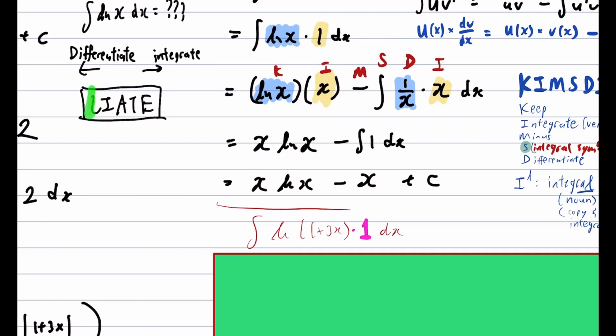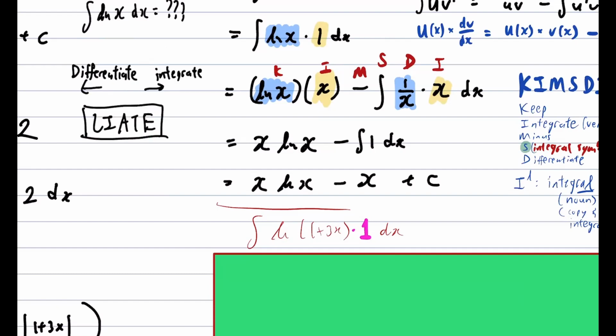L is the logarithm and it's very difficult to integrate. So it should be the one that's chosen to be differentiated. But E is very easy to integrate. So that's why it will be chosen with highest priority to be integrated. I think my explanation right now is not that good. I think I will explain this using the example ln 1 plus 3x.